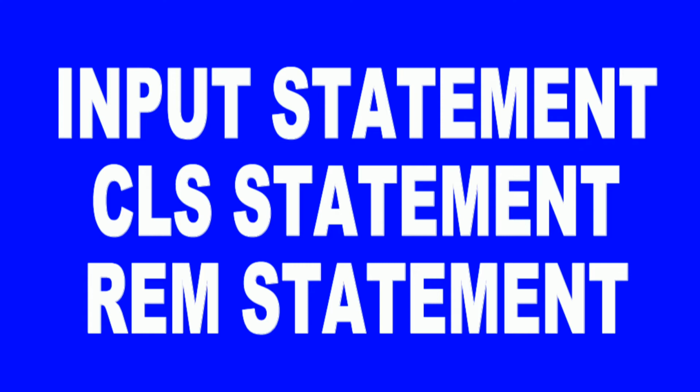Okay, then we'll come to the CLS statement. CLS statement is used to clear the screen, which means it is used to clean or remove the content which is printed on the output area. Sometimes it happens that you want to remove the content printed by a previous program, or by this same program also.